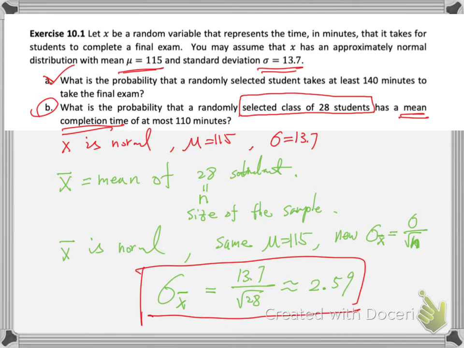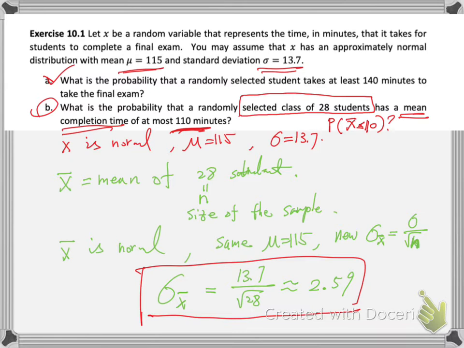So now what's the cutting line for this? Question B is 110 minutes, right? At most 110 minutes. So question B is the probability x bar is less than or equal to 110. Okay, so this is the probability that we want to find. So we have the same mu and a new sigma, 2.59.